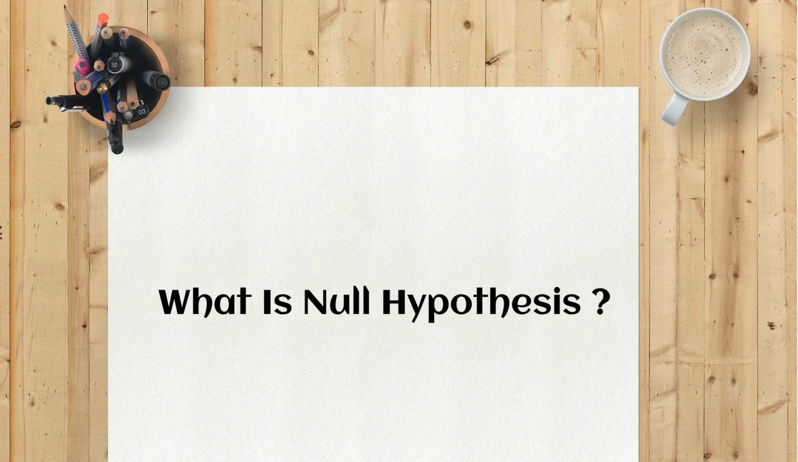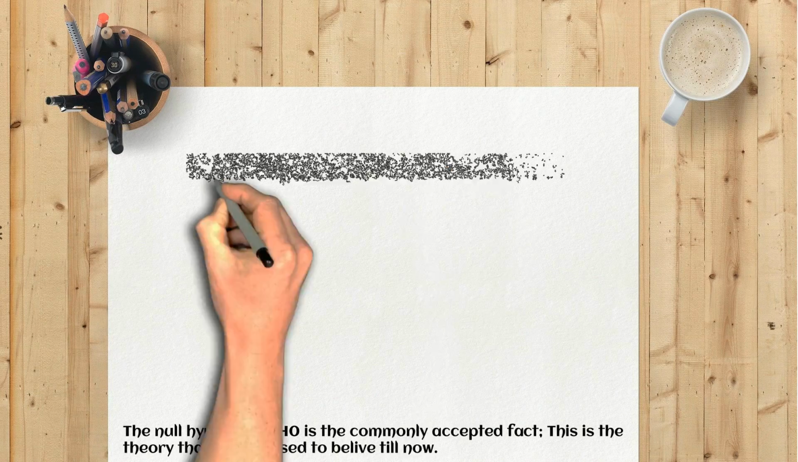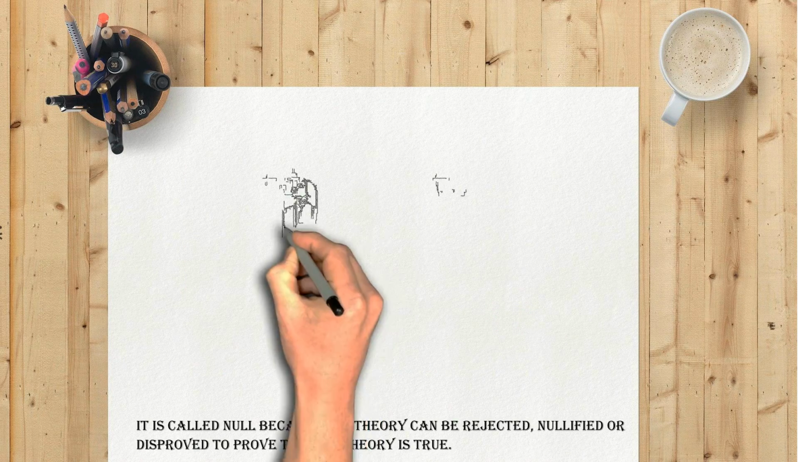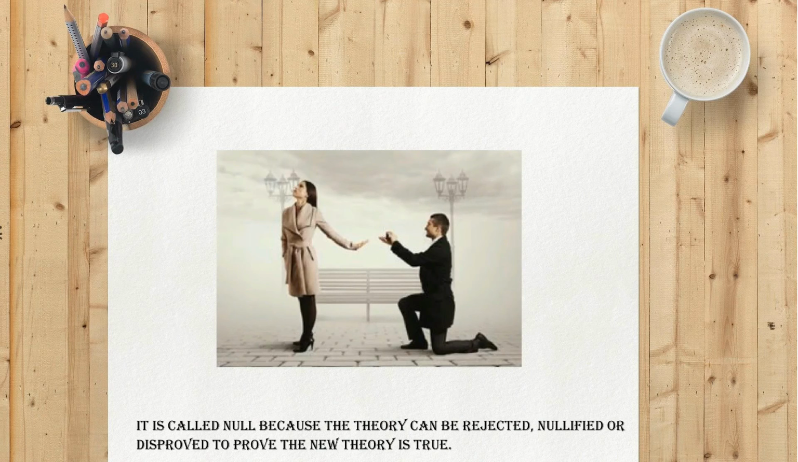What is null hypothesis? The null hypothesis H0 is the commonly accepted fact. This is the theory that people used to believe till now. It is called null because the theory can be rejected, nullified or disproved to prove the new theory is true.